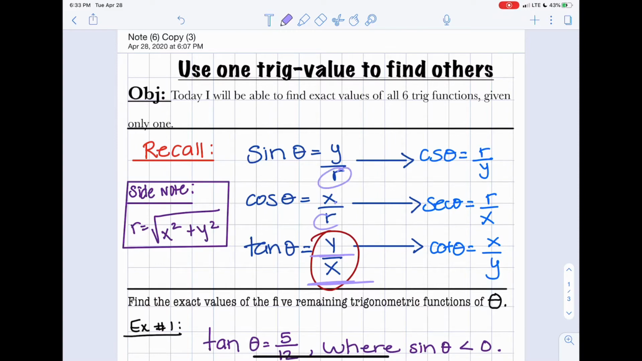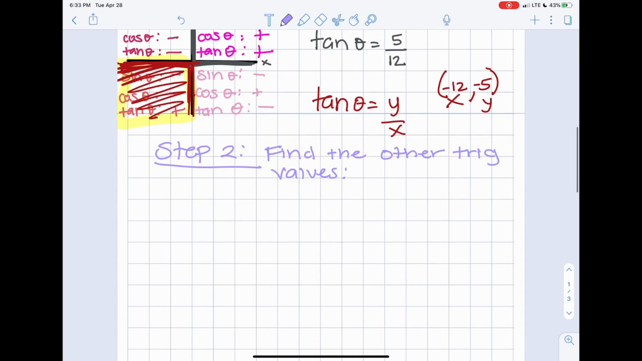But what about the r? So that's where this comes in. So step 2.5, or a little bit of pre-work before getting into step 2, is actually solving for r. So r again is equal to the square root of x squared plus y squared.